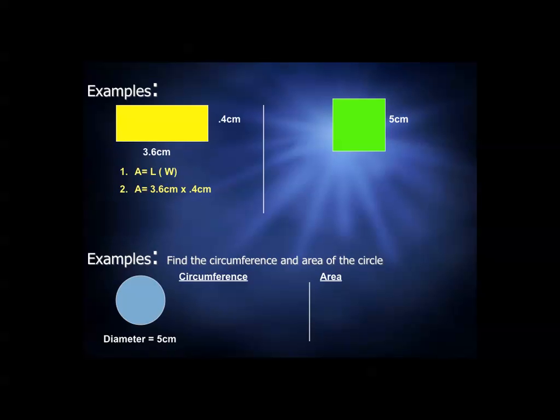Okay. Well, let's talk about one thing. Units. Just like when you multiply the numbers, 3.6 and 0.4, you have to do the same operation to the units. So how do you multiply centimeters times centimeters? What do you get? Centimeters squared. 1.44 centimeters squared. Area is generally in square units, because you're multiplying centimeters times centimeters.